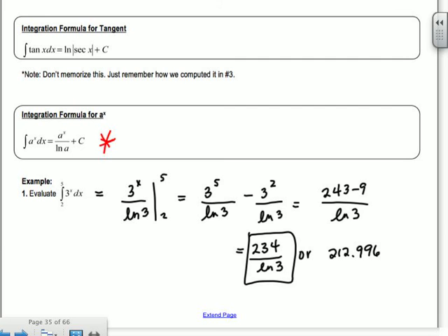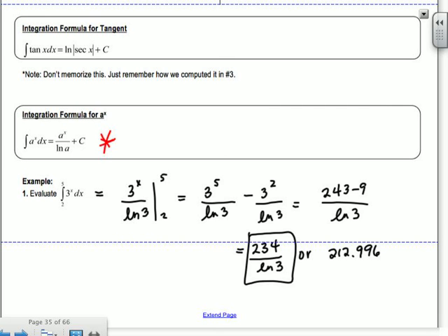Is it going? I'm trying to go to the next page. It's not letting me.